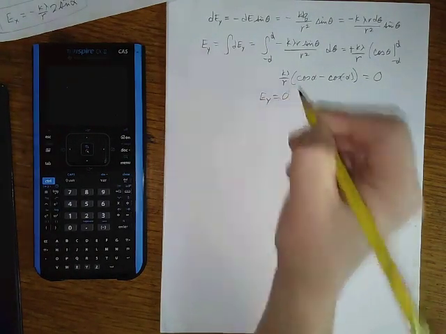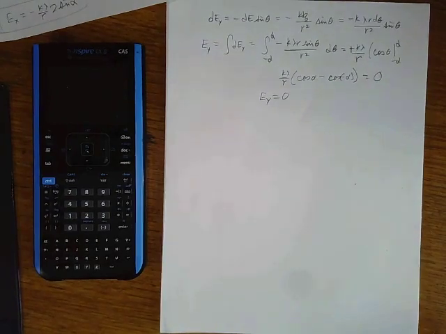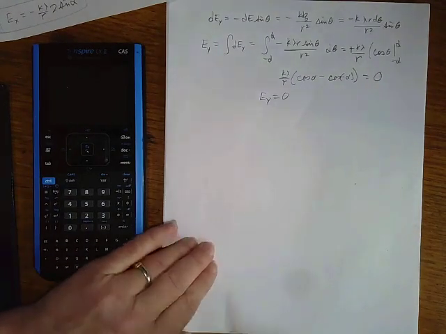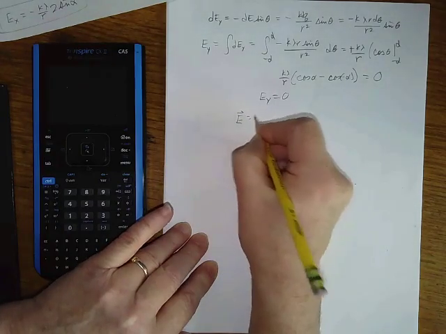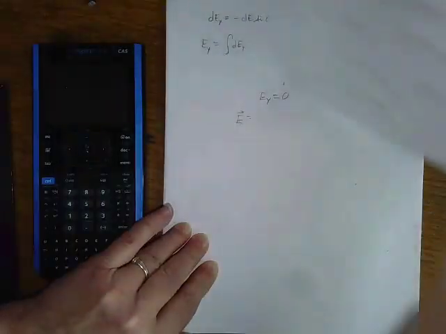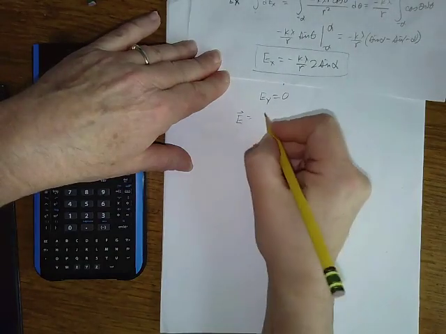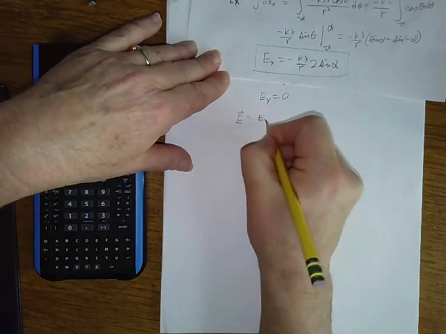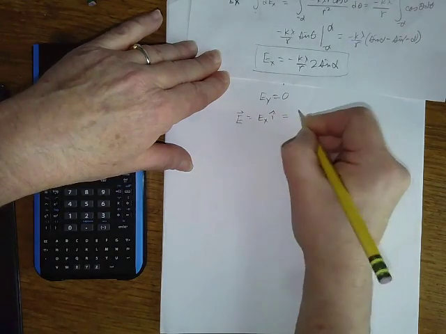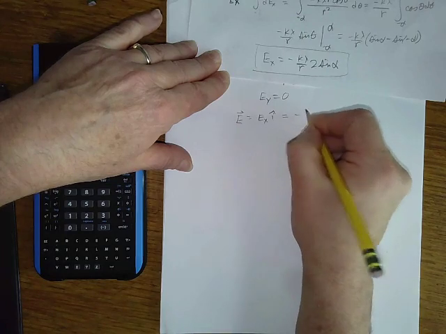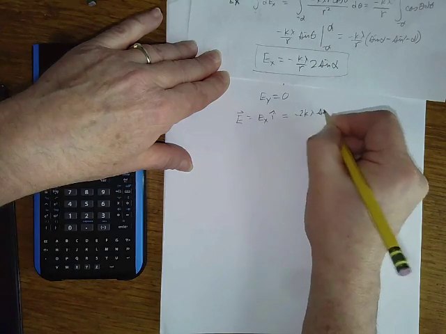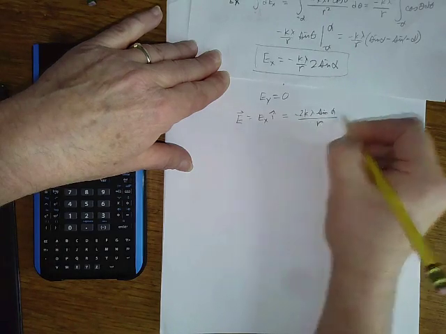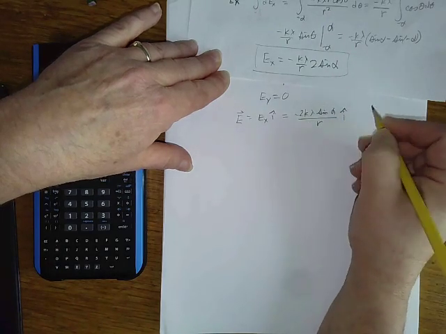Just like we saw, hopefully, by looking at the symmetry of things, we thought it would be 0, and it is. So if we want to write our whole E, go back to our E_x, it's right there, so E is just equal to E_x with an i hat. So E is just negative 2k lambda sine alpha over r with an i hat.